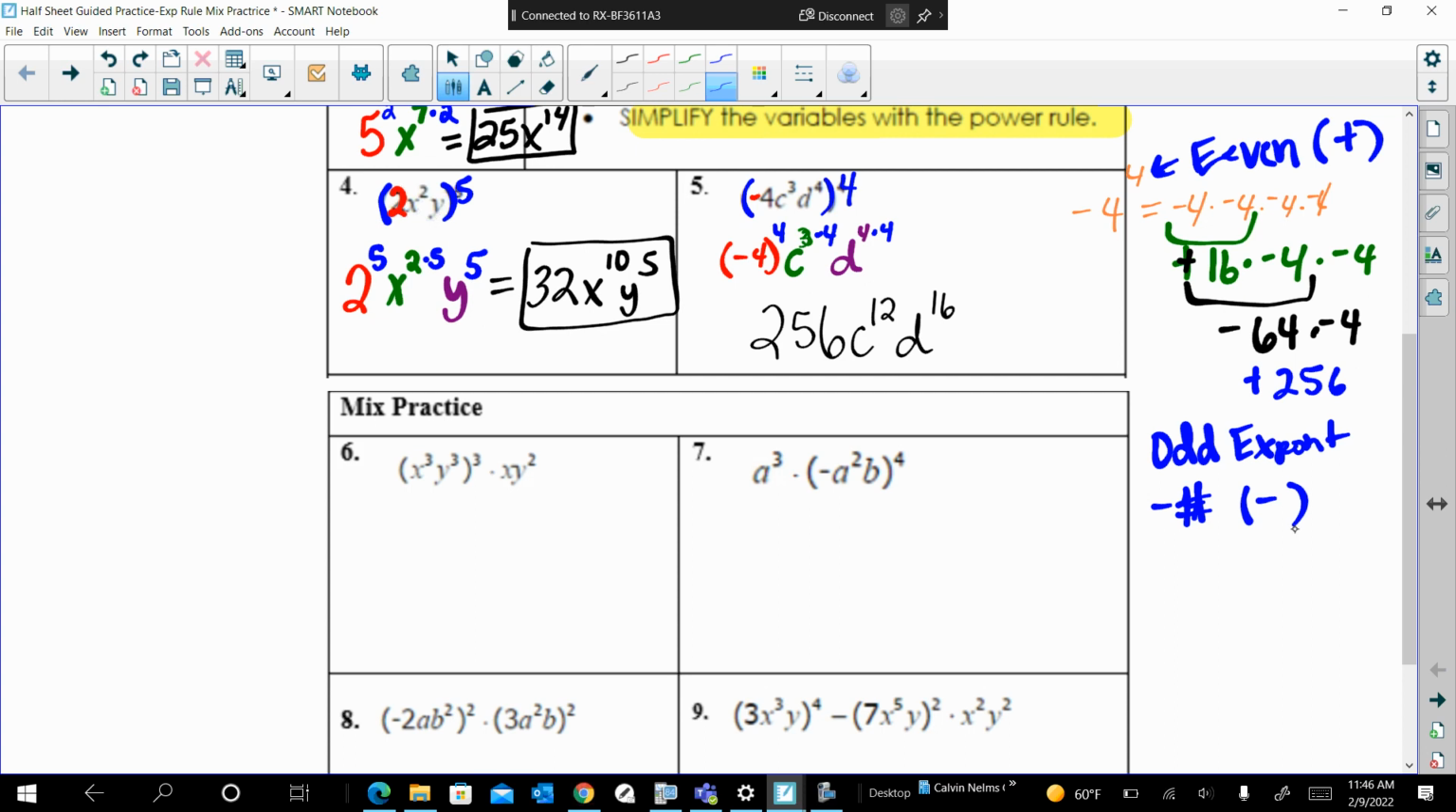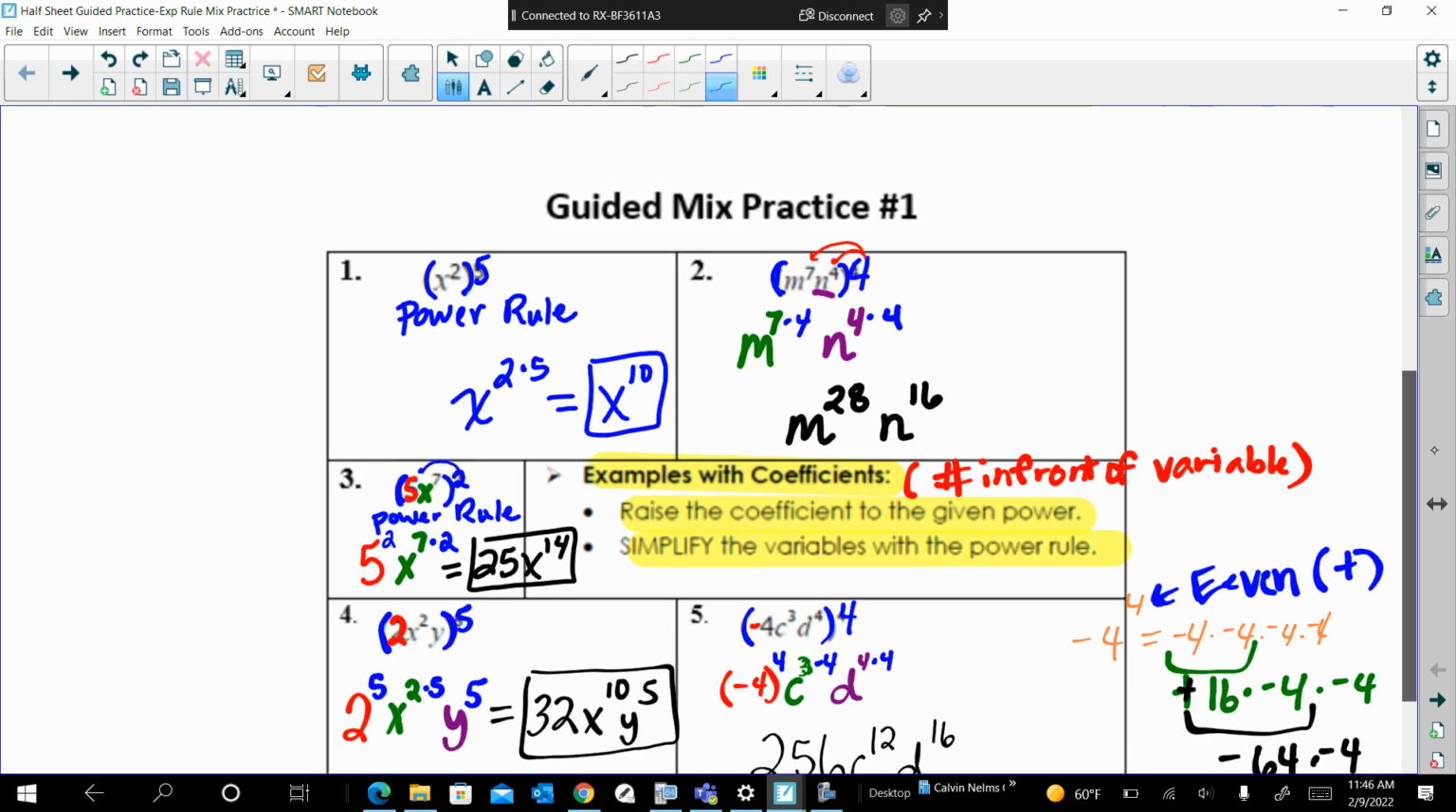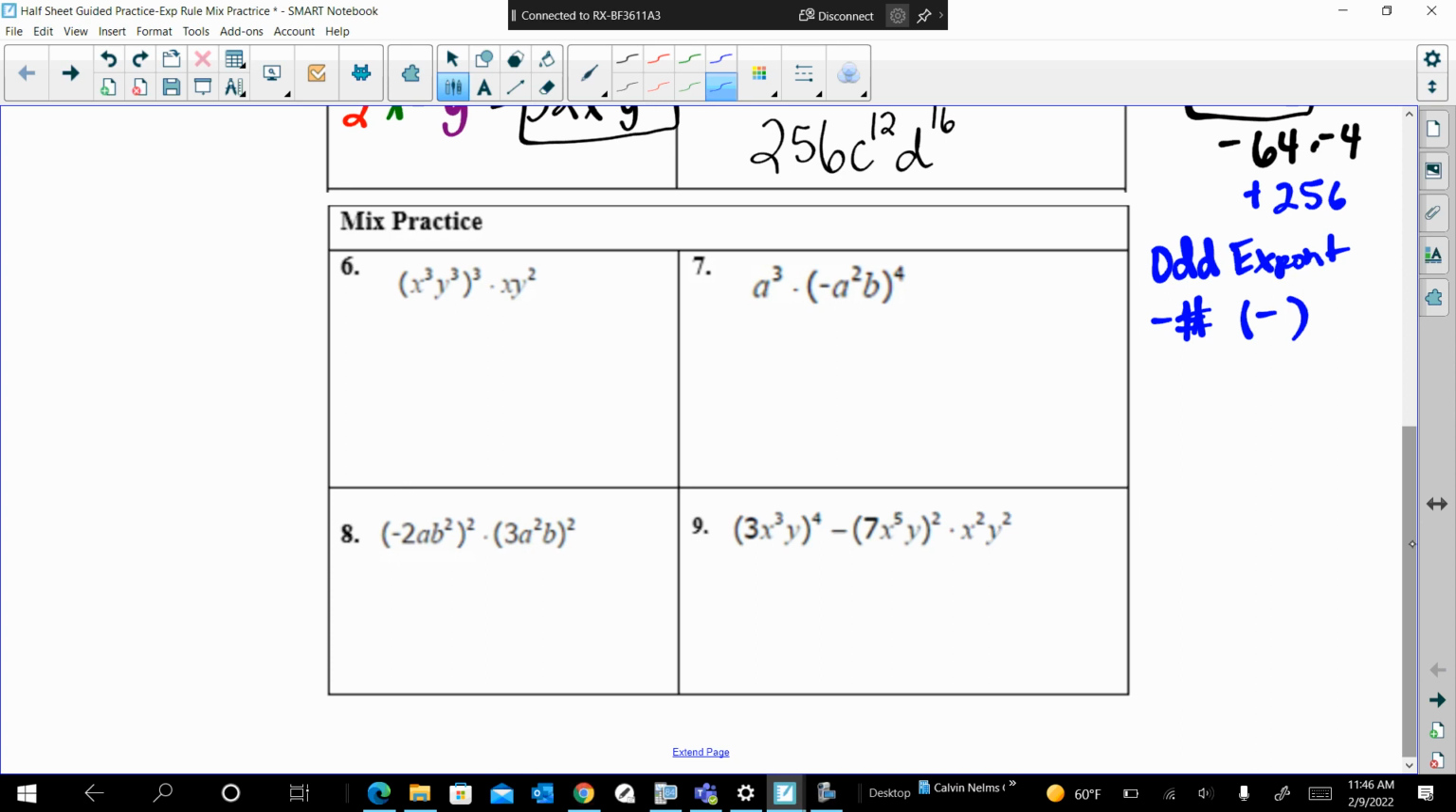All right, so let's do some mixed practice. On number 6, what should we do first? Distribute. Yeah, the parentheses right here, distribute this 3. I'm trying to give y'all time to try it first, so we're doing the power rule first. You need to rewrite what's in the parentheses. Distribute the 3. That means we're going to multiply the exponents.